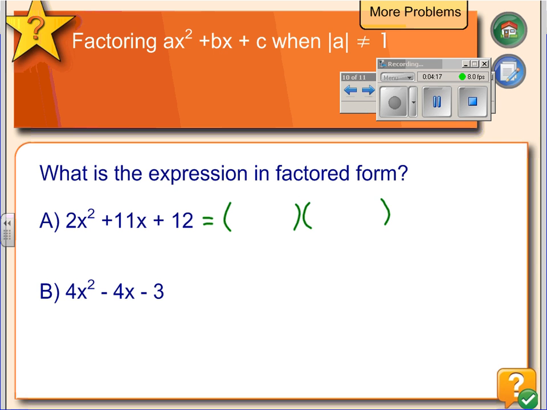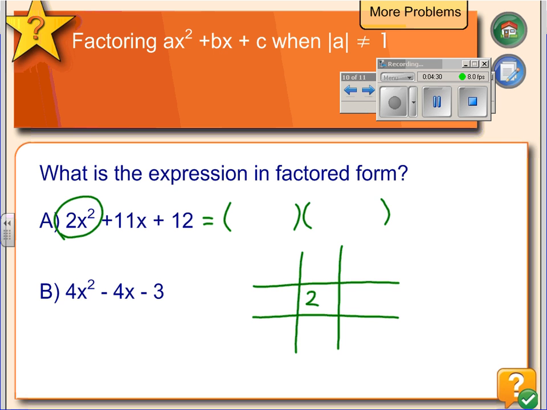So what we're going to do is factor by using this tic-tac-toe method. In the tic-tac-toe method, your first term is placed in the middle. The last term is placed in the bottom right corner. And then you multiply these 2 terms together and you make a list from this.